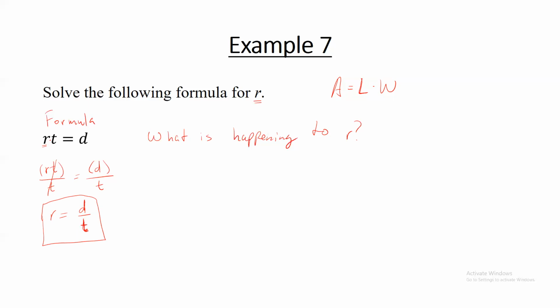If somebody tells me what D equals and what T equals, I can do more and actually figure out what number it is. But in the formula, when we are asked to solve for R, we just mean isolate it, right? Have it be by itself. Tell me what R is in terms of everything else. Let's take a look at the next example.